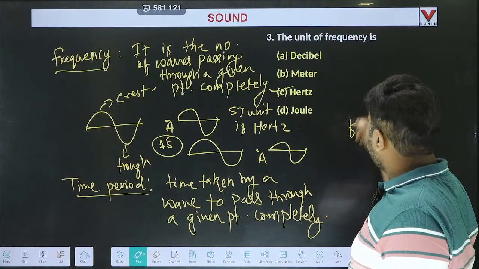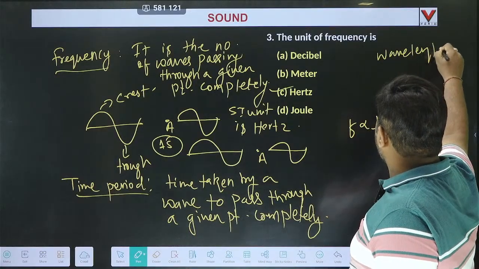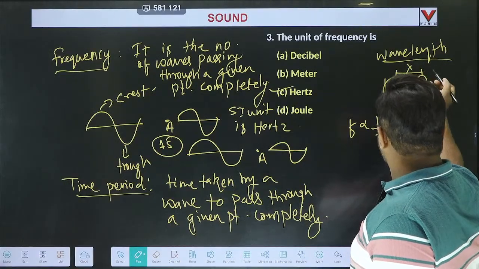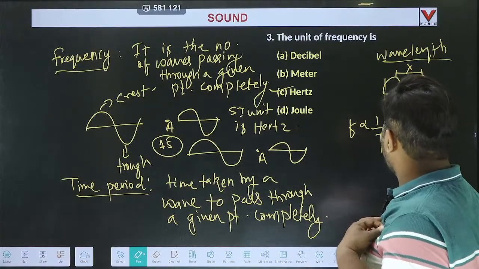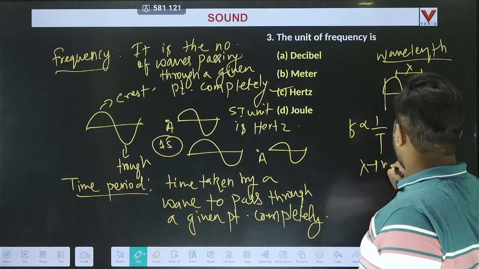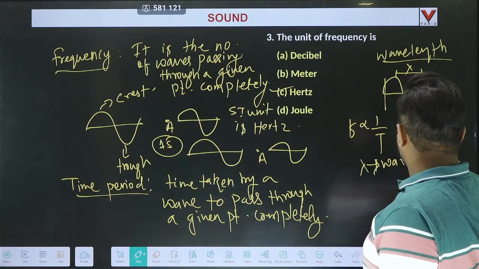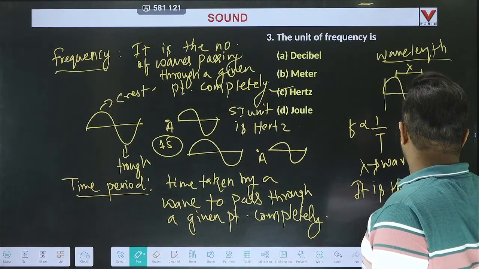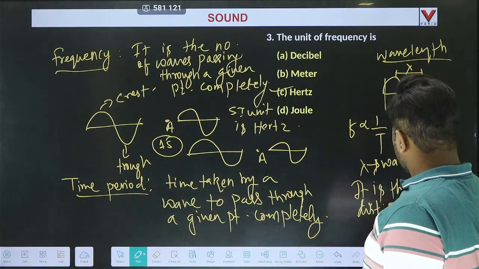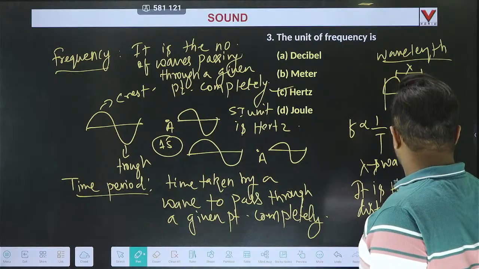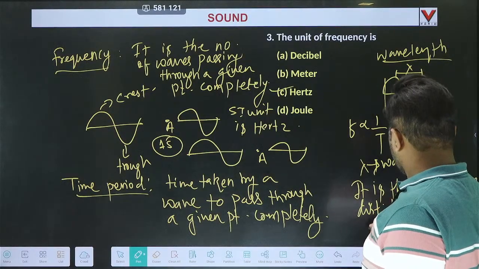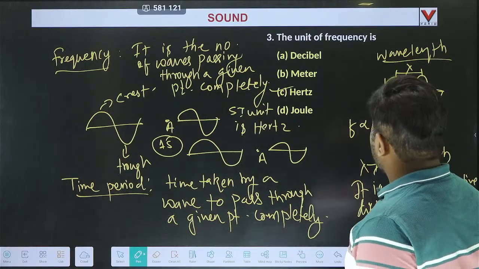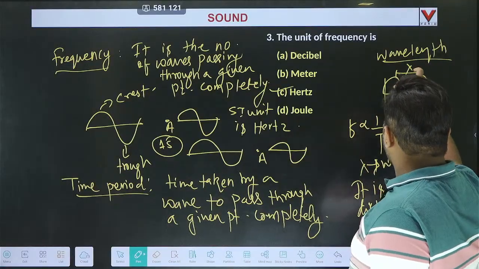And another term is called wavelength. What is wavelength? Take a wave like this. The distance between two consecutive crests or two consecutive troughs is called wavelength, denoted by lambda. Lambda stands for wavelength. It is the consecutive distance between two crests or troughs. So the greater the wavelength, the more time it will take.